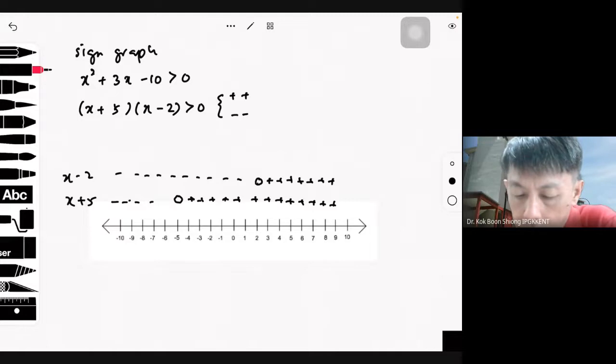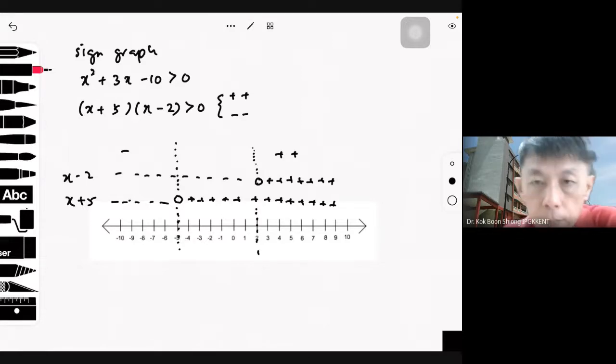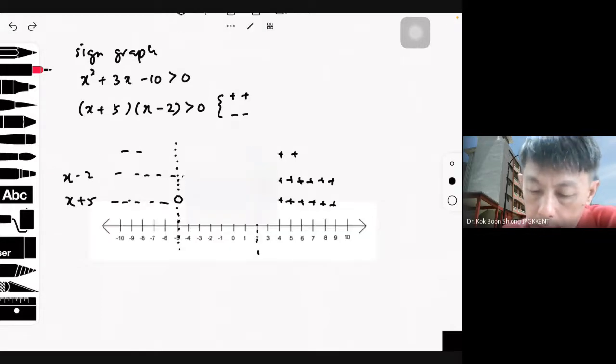Now, as we mentioned earlier, we want to take positive, positive, and negative, negative, right? So where is the region? This is the region, the first one and this one. Positive, positive, and negative, negative. Okay, any questions?